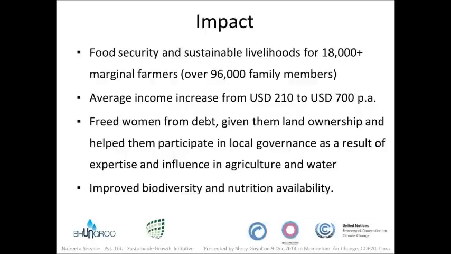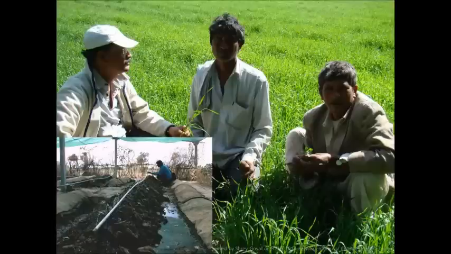These women, because of their place in society and because of their economic position, were under debt. They were facing issues with land ownership, and they've been freed from debt, and they are now taking their role in leadership from beyond just the Bhungroo. So we see improved biodiversity, improved agriculture. We see improved incomes, improved cash crop activity, income generation activity, crop rotation, and all kinds of progressive agricultural practices.